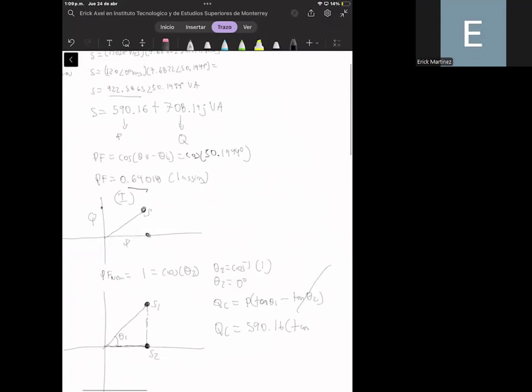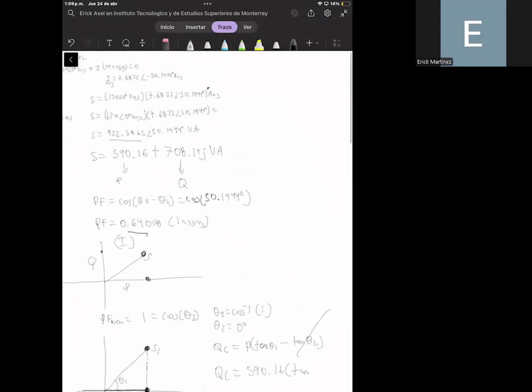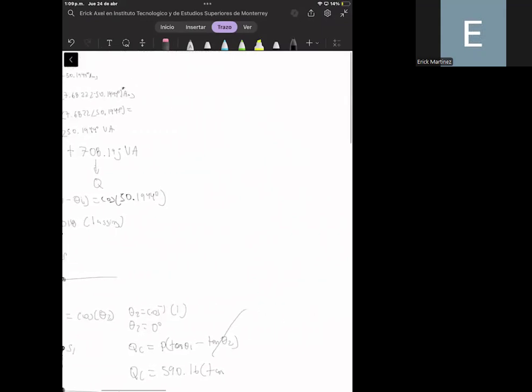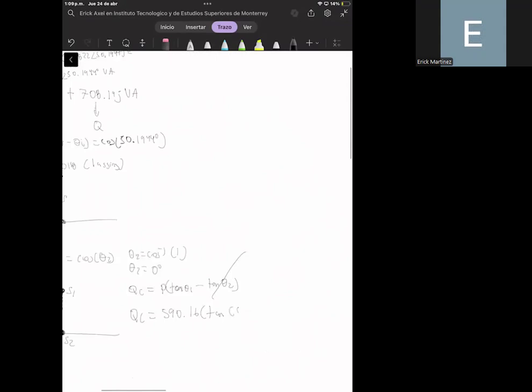But we know that the first angle is 50.19 degrees, okay? So the reactive power is equal to 700.19 volt ampere reactive, okay?